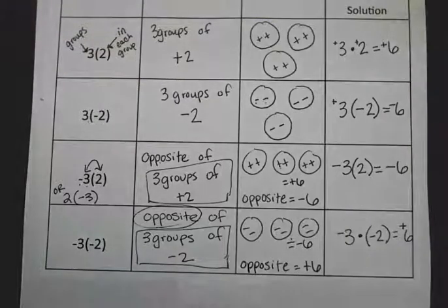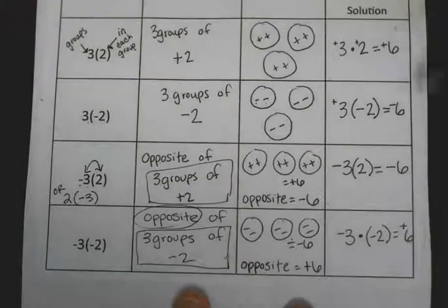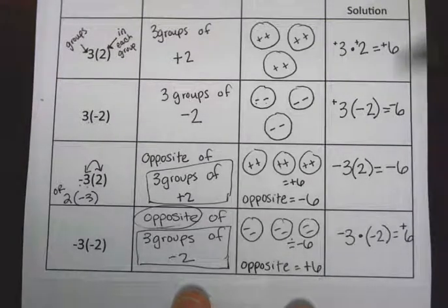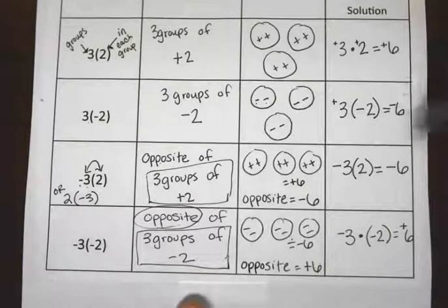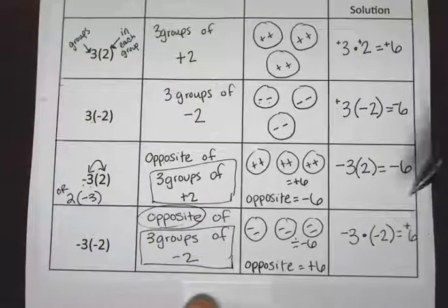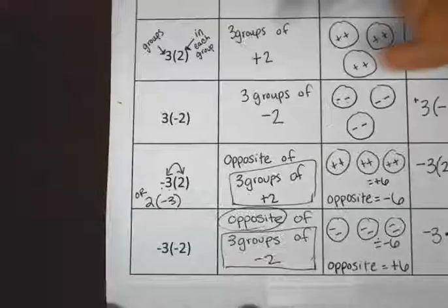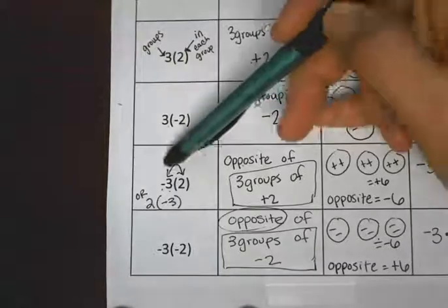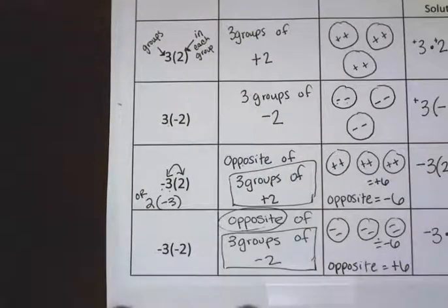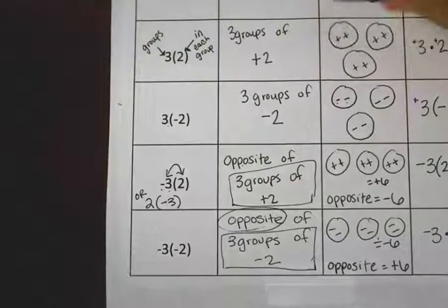So one of the things that we're going to have to remember is the numbers are easier to find than in adding and subtracting, but then we just have to figure out, are we taking the opposite of that number or are we leaving it as it was?